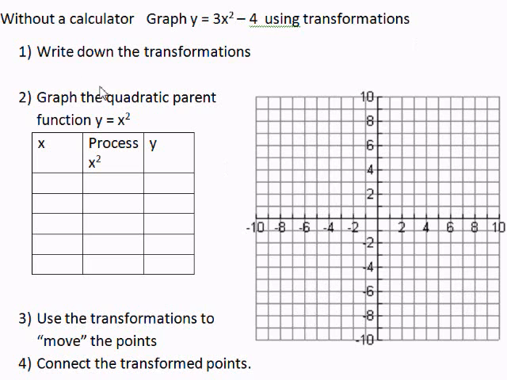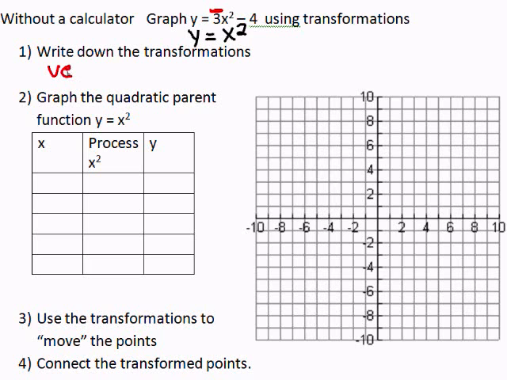Our first step is we're going to go ahead and write down the transformations of the equation we're given. Now that's an abbreviated way of saying we're going to compare the graph of y equals 3x squared minus 4 to the parent quadratic function of y equals x squared. We did that in the previous video, part 1. So the transformations that are represented by this function are, notice you have a 3 times the x squared.